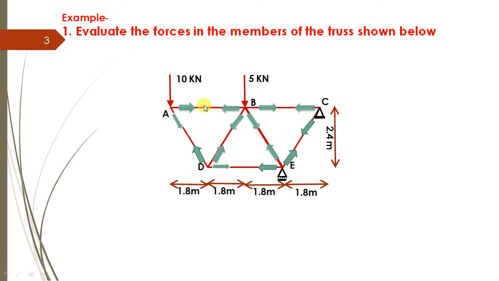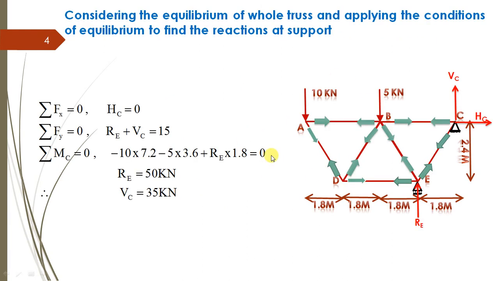I have shown this arrow to indicate that I have assumed tension in each member of the truss. Initially you have to assume tension in each member of the truss. Actually this is your second procedure. First you have to find out the support reaction. Here a roller support is there, so I have replaced this roller support by one reaction, that is RE, and I have replaced this hinge support by two reactions, one horizontal and one vertical. So the vertical reaction at C is VC, and the horizontal reaction at C is HC.